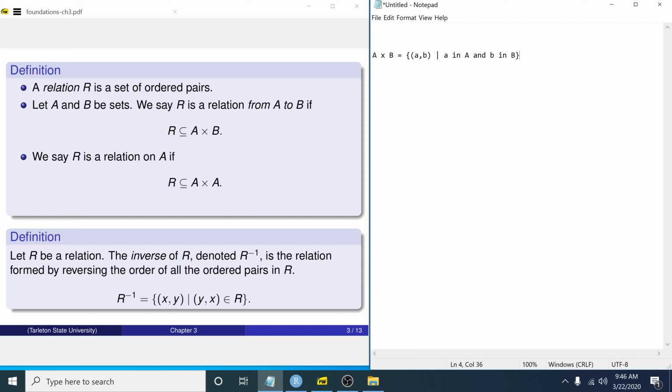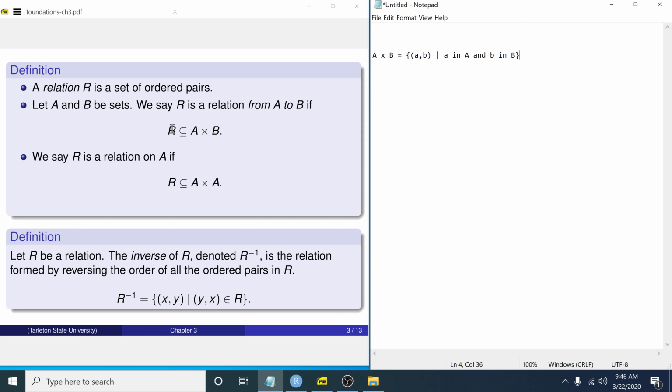And the first thing that we should point out is that if R is a subset of A cross B, then R really is a relation. And there's a really easy way to see this. If R is a subset of A cross B, then every element of R is an element of A cross B. But if we have an element of A cross B, it has to be an ordered pair. So that would mean that every element of R is an ordered pair, but that means R is a set of ordered pairs, and so it is a relation.